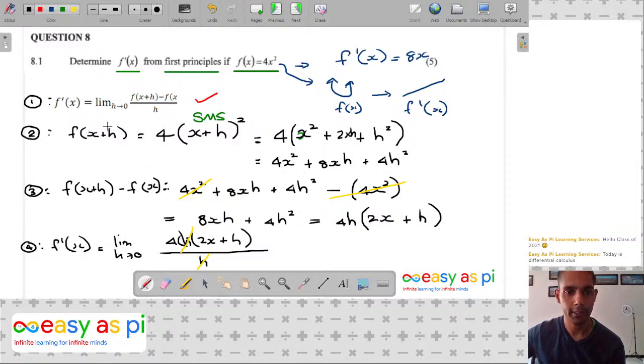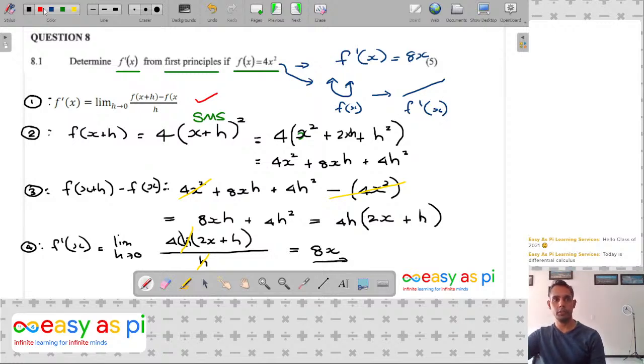And now you'll notice that I can bring the limit in, and what this becomes is 4, because this becomes 0, 4 times 2x, which is 8x. And you'll notice that this here and this here are the same. So I know I'm on the right track.